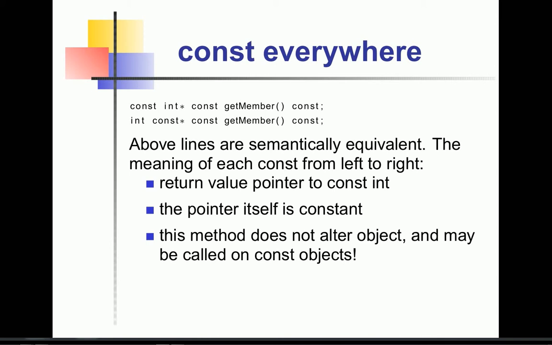The above lines are semantically equivalent, and the meaning of each const from left to right is as follows. The first const says the return value of the function is a pointer to const int, so it points to an integer that you cannot modify. The second const says the pointer itself is constant, so you can't modify the pointer either, i.e. give the pointer a new address. And the final const says that this method does not alter the object, any members of the object, and may also be called on const objects.